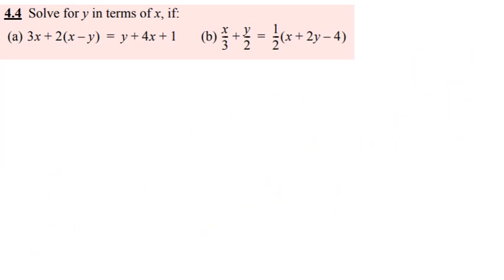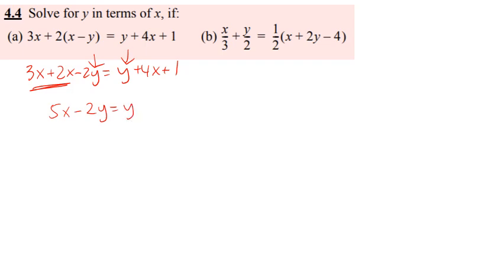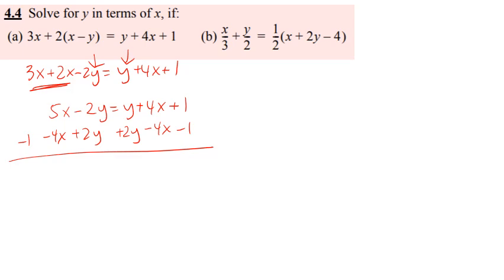Okay, try these examples on your own. So 3x plus 2x minus 2y equals y plus 4x plus 1. I'm solving for y. Before I start bringing over terms, I need to combine like terms. And I'm going to add 2y to keep my y positive, but you don't have to. Then I'm going to subtract 4x to bring it on the other side and subtract 1. So I'm going to do this in order.